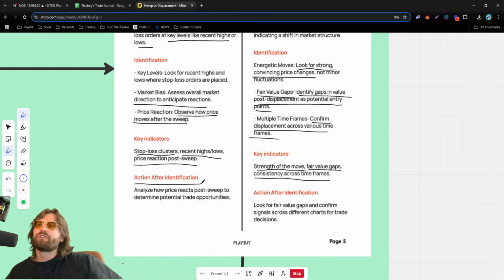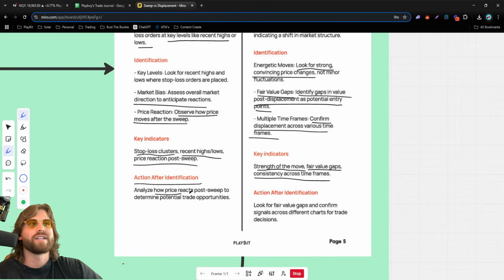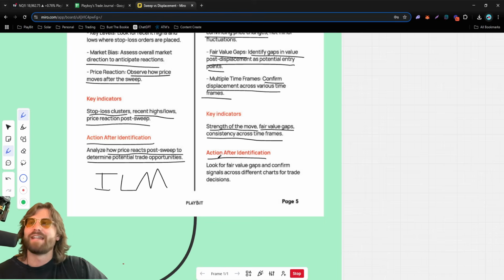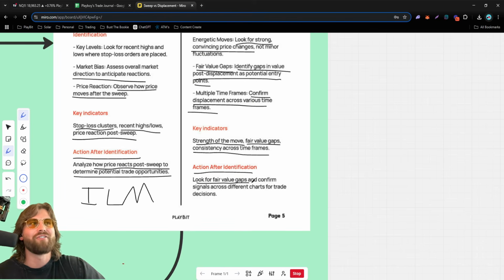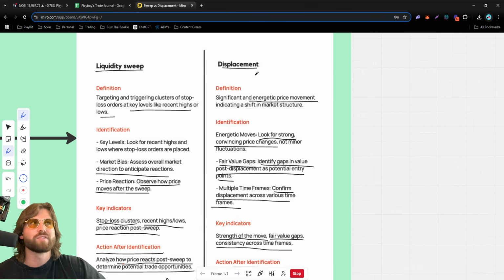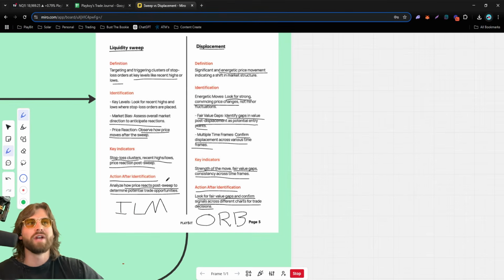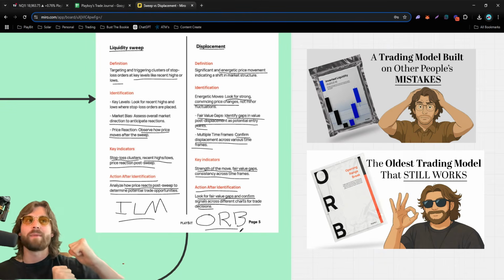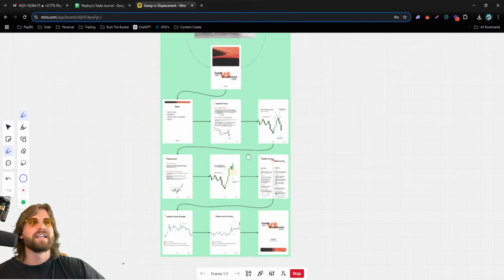What do you do after you've indicated that it's a sweep? Well, analyze how price action reacts post-sweep to determine potential trade opportunities, which means use the ILM model for sweeps. Action after you find the continuation model of a displacement: look for a fair value gap to confirm and signal across different charts for trade distance. What to use? ORB. So you know now. When you see a liquidity sweep and you see displacement, they are relating to two certain models. If you do not know what ILM or ORB is, it's just my last two videos before this one. Just look up ILM and ORB that I have on my page, and it completely breaks them down just like I did in this massive example.